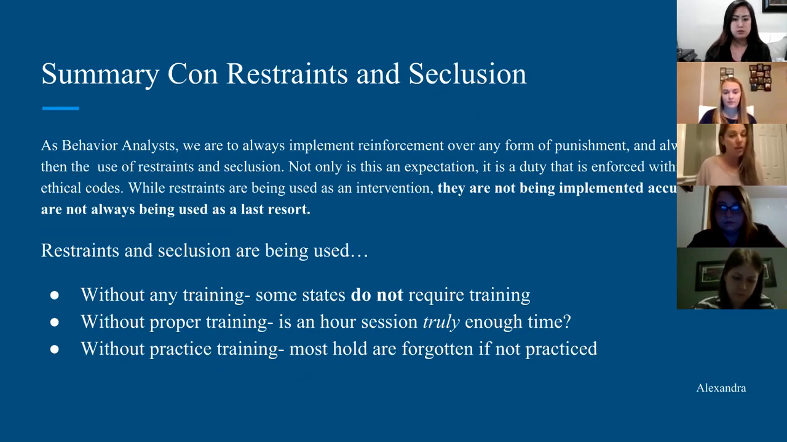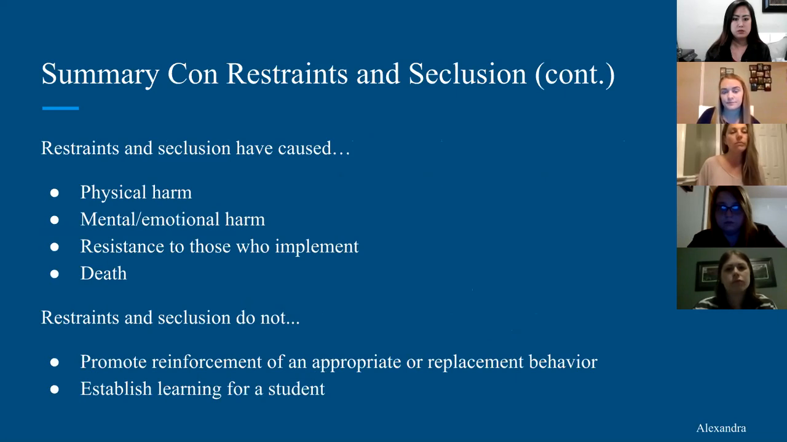Without proper training, we have to ask ourselves, is an hour session truly enough time? Without practice, most holds are forgotten if not practiced, and we all can attest to that. Restraints and seclusion have caused physical harm, mental and emotional harm, and resistance toward those who implement them. For example, if a teacher had to implement a restraint, that student is going to resist that teacher for a very long time, and even death. I mean, that's huge right there.